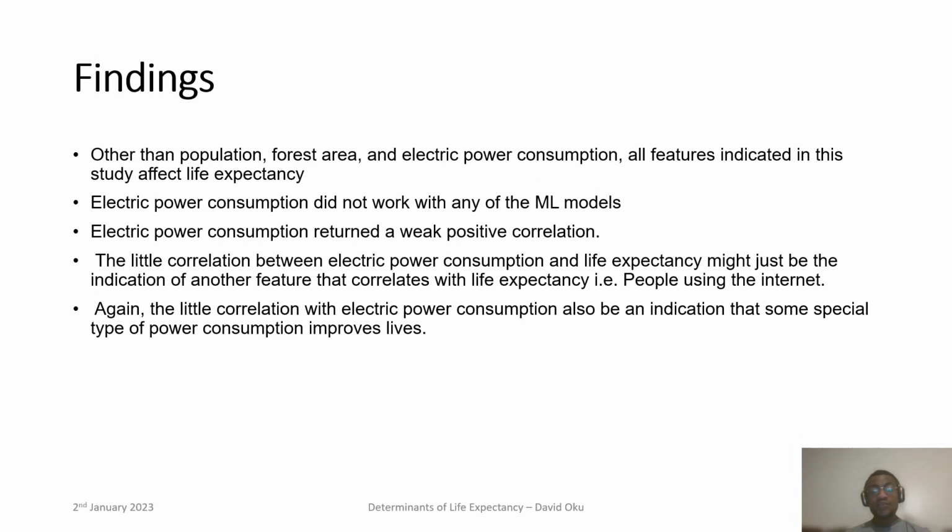From my findings, I can confidently say that population and forest area do not in any way impact life expectancy. However, for electric power consumption, we were able to see a weak positive correlation. Unfortunately, electric power consumption did not work with any of the machine learning models. It might be unwise for us to discard that feature because we might want to consider what type of electric power consumption was actually consumed in these countries, because there are two types: renewable electric power consumption and fossil fuel. That brings us to the next research question on the next slide.